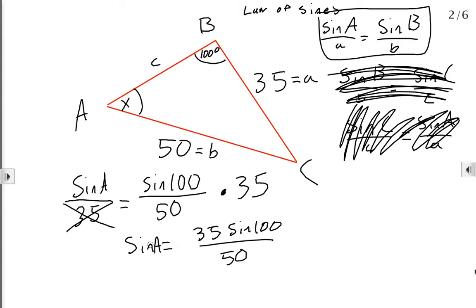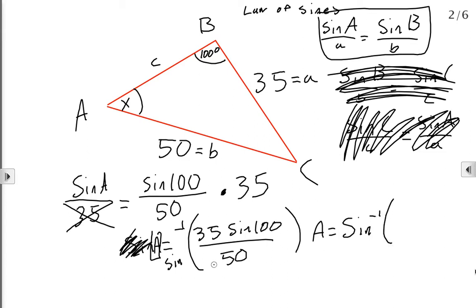And then look, our goal is to solve for A, so we have to get rid of sine. To get rid of something mathematically, you have to do the opposite. The opposite of sine is what's called sine inverse. I don't know if you remember that from this unit, but to get rid of sine or to get rid of cosine, we use the inverse button or the inverse operation. So we're doing sine inverse of this whole thing.